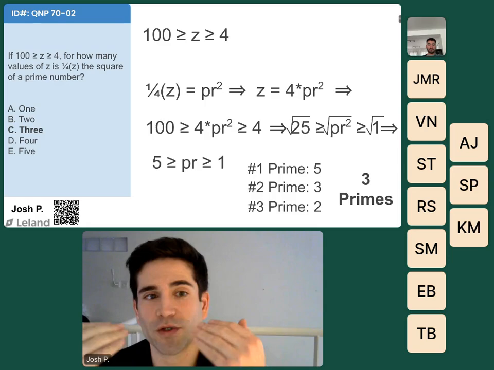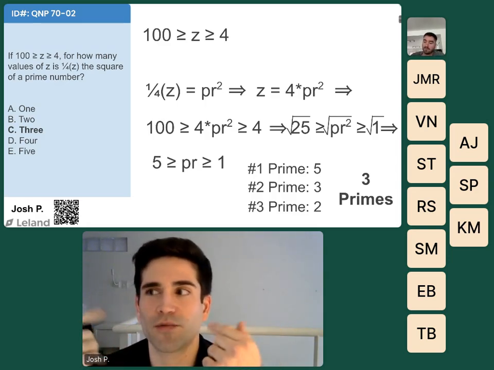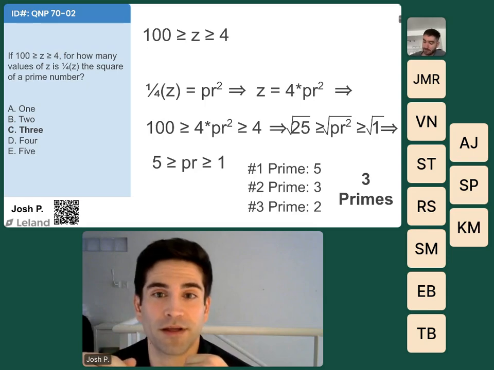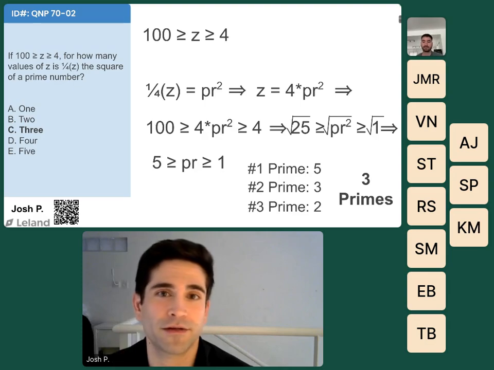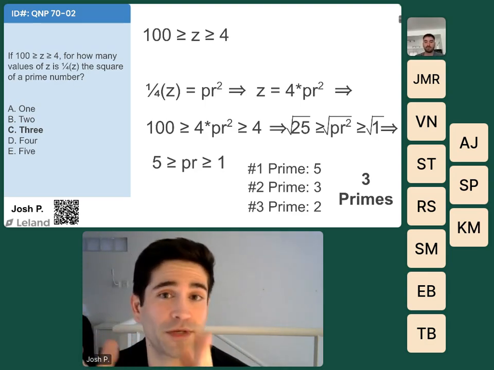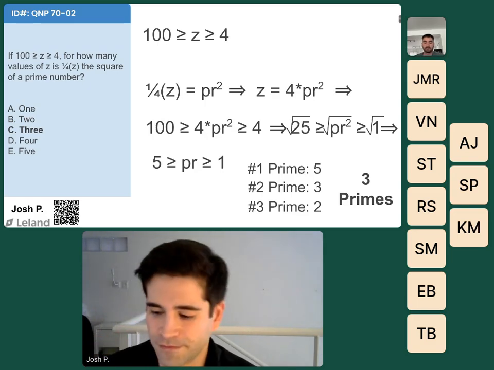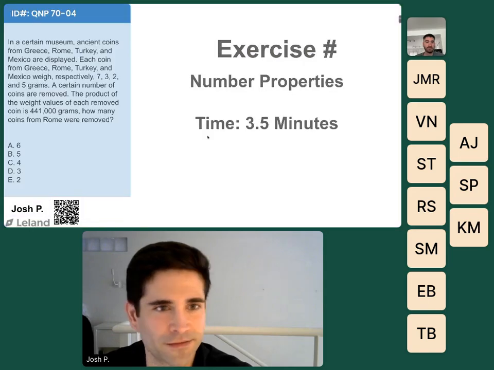So when you go into complex GMAT questions, don't think, what do I not know? Think about what you do know and start working from there. Break complex problems into small, manageable pieces. Great. Let's go on to the next exercise. You have 3.5 minutes.